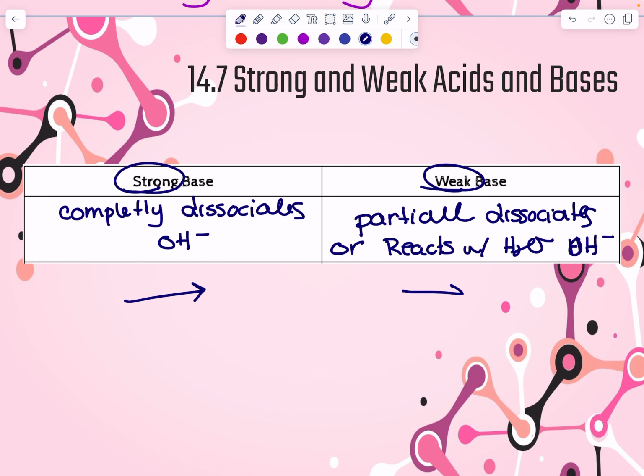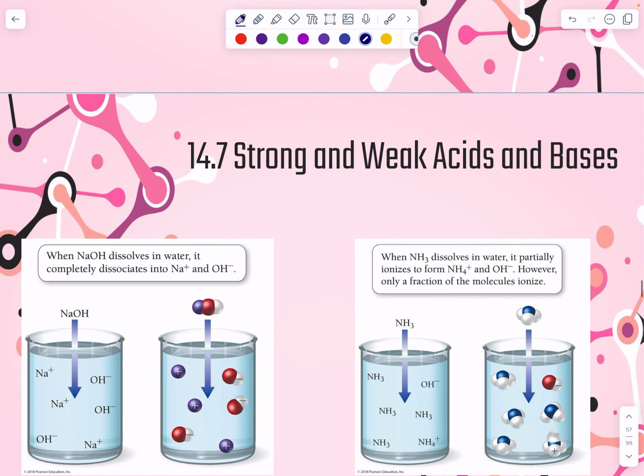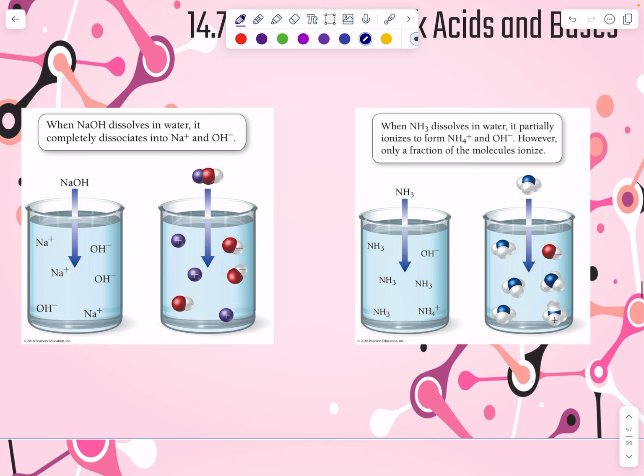Strong bases, we're going to see a full arrow. Weak bases, we're going to see that back and forth equilibrium arrow, right? So here's NaOH dissolved in water, and it completely dissociated. There's not one formula unit of NaOH left, but when I put NH3 in water, some of it reacts with water, so we get some OH minus and NH4 plus, but for the most part, it just remains intact, right?